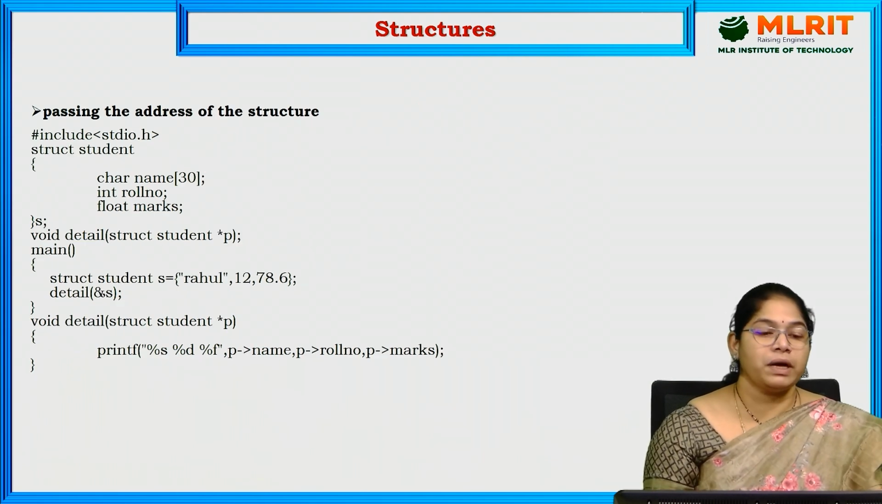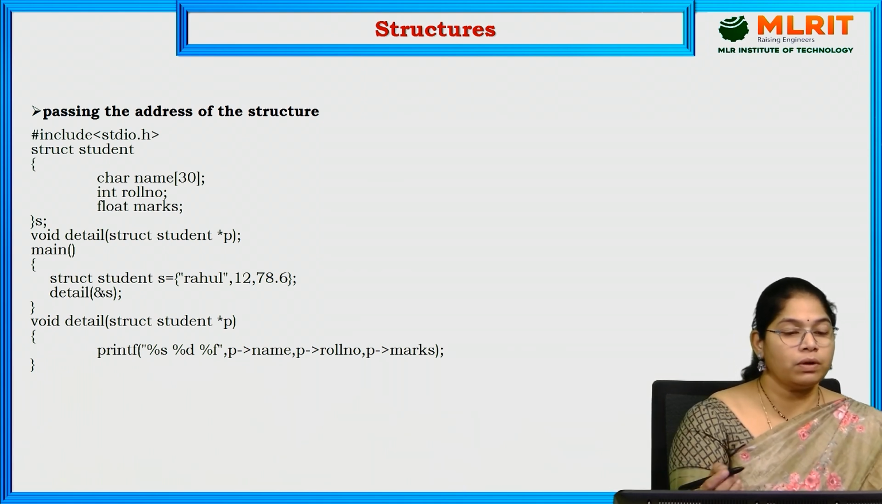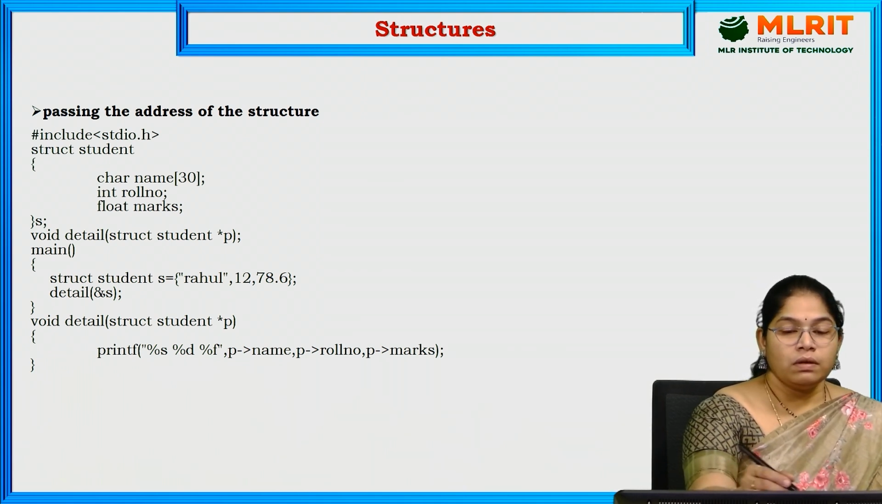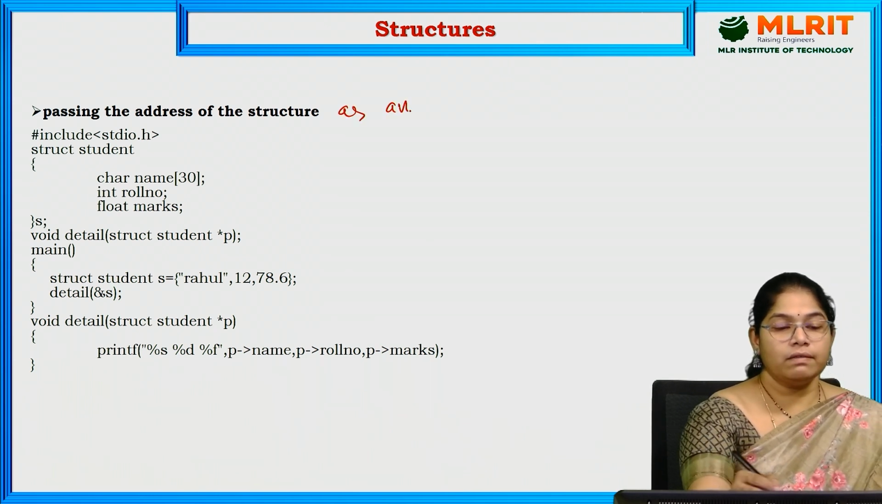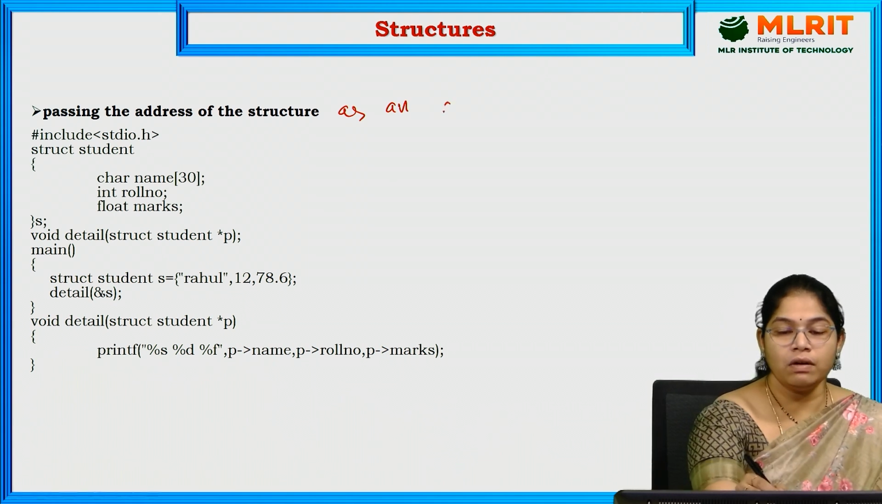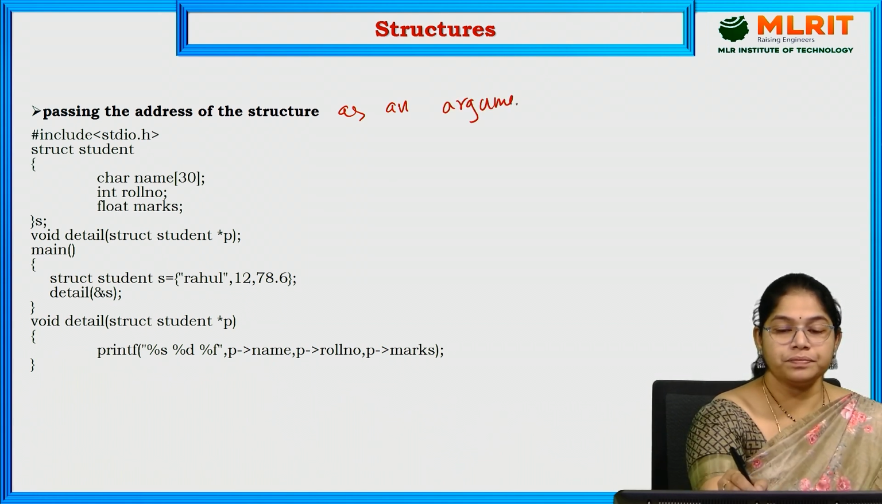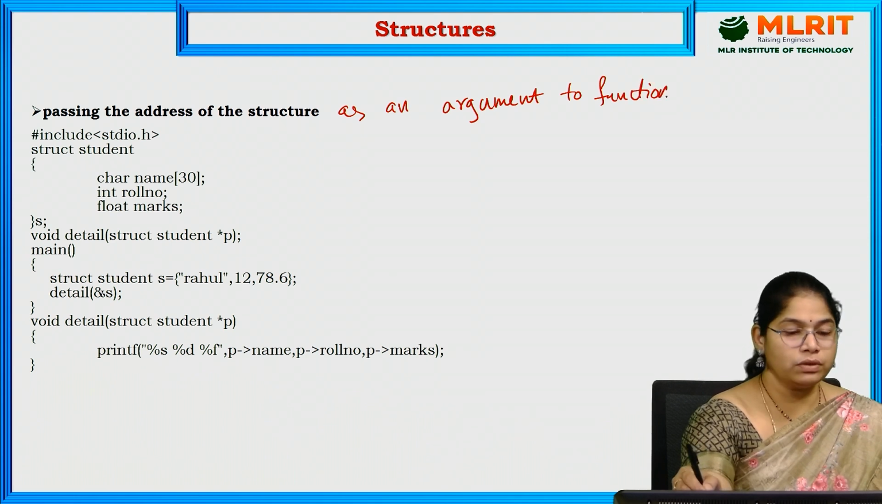The third one is passing the address of the structure as an argument to a function. We are passing the address of the structure as an argument to the function.